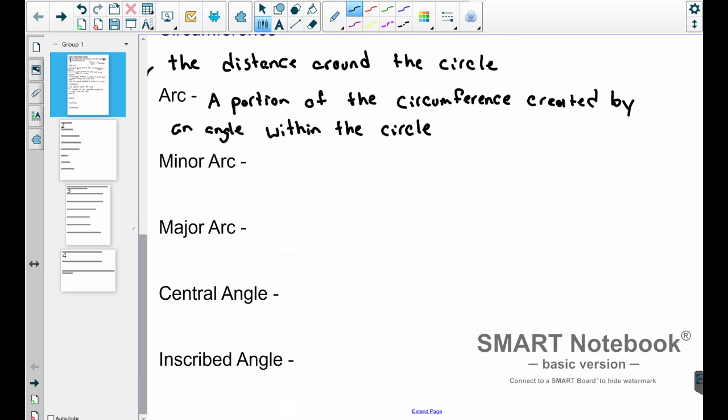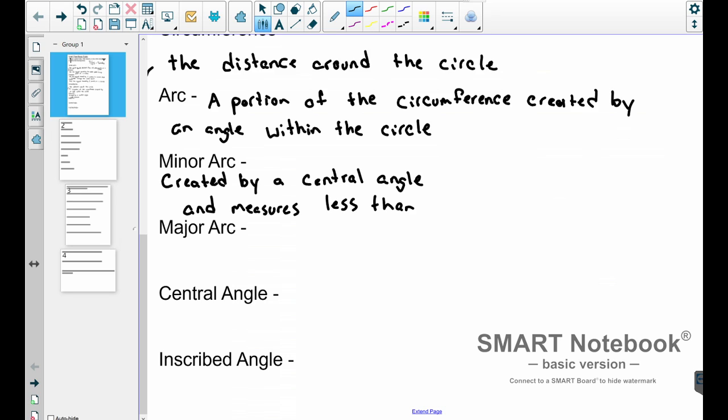Now we have minor arc and major arc. Minor arc is created by a central angle and measures less than 180 degrees. So the minor arc will be created by that central angle, which we have our center point, comes out like this, which we define here very soon, and our measurement will always be less than 180 degrees.